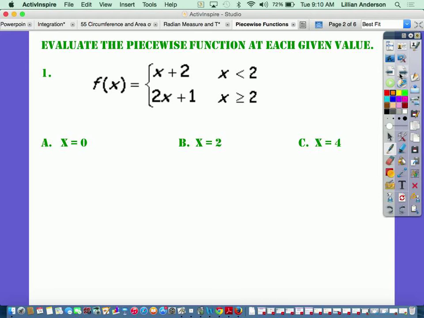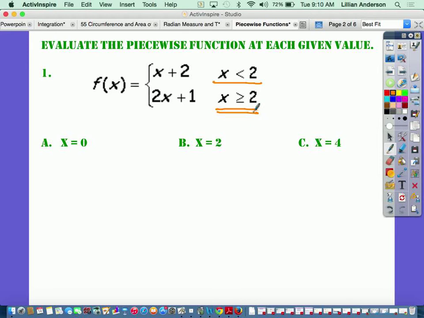Now, the way you distinguish between how you graph or how you evaluate which function is based off of the bounds that are here. So this x is less than 2 basically tells me that if I were to graph this or if I were to evaluate it, I only want the x values that are less than 2 for this first function. Okay? For all my x's that are 2 and greater than 2, I'm going to look at this function here.